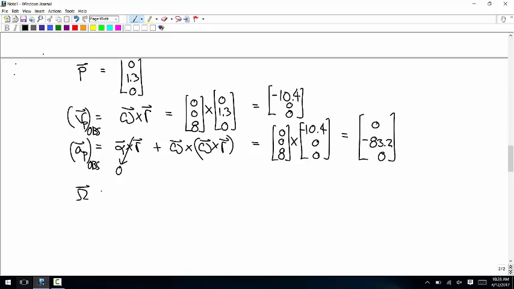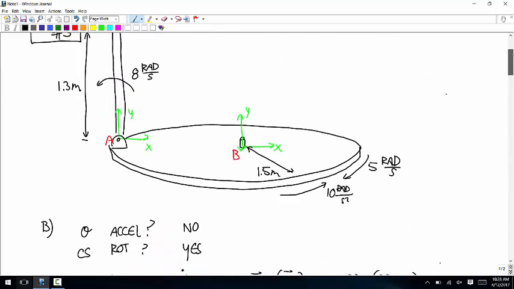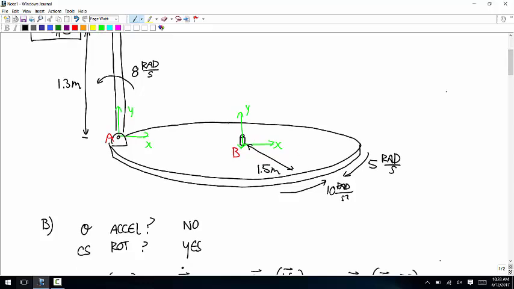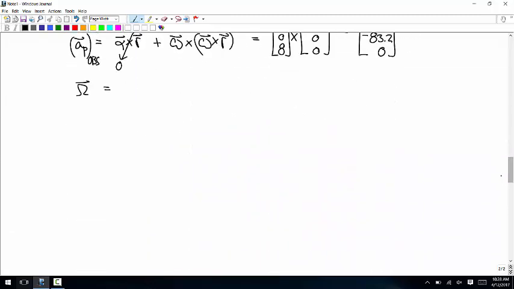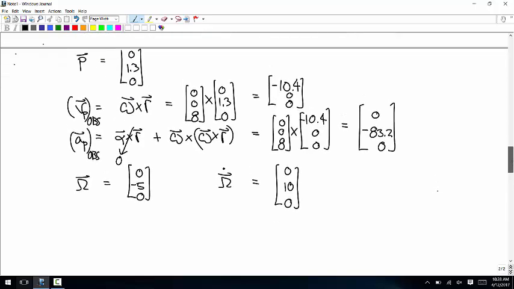The angular velocity of the coordinate system is 5 in the negative y, and the angular acceleration is positive 10 in y. So capital omega is 0, negative 5, 0. Capital omega dot is 0, positive 10, 0. And now we're ready to roll, right?